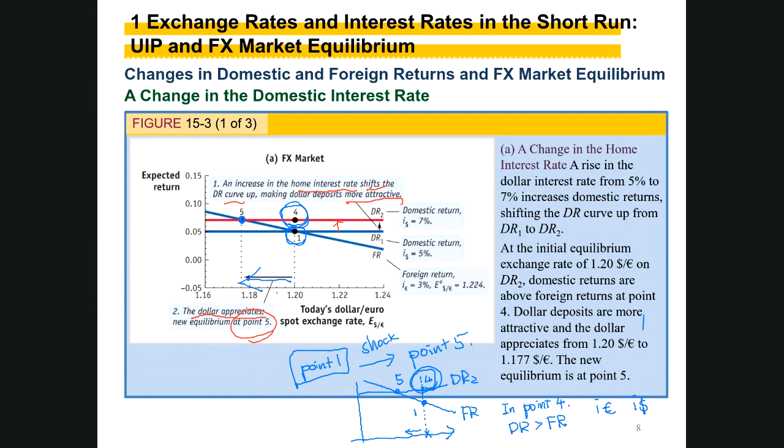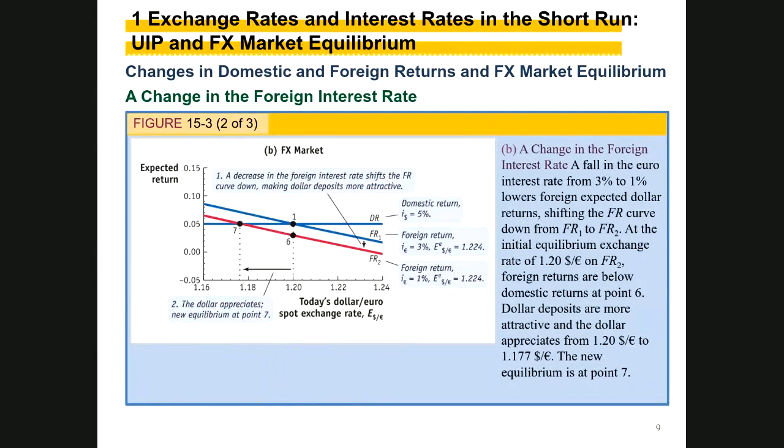Let's take a look at the second shock. So the second shock is if now the euro interest rate fell from 3% to 1%. So that means the interest rate originally from 3 to 1.